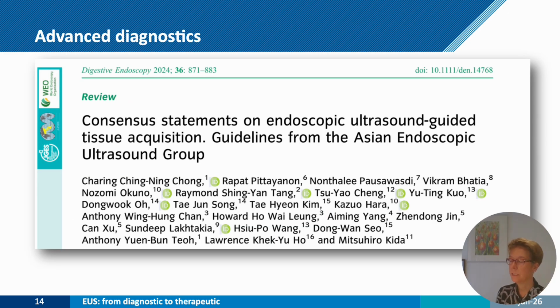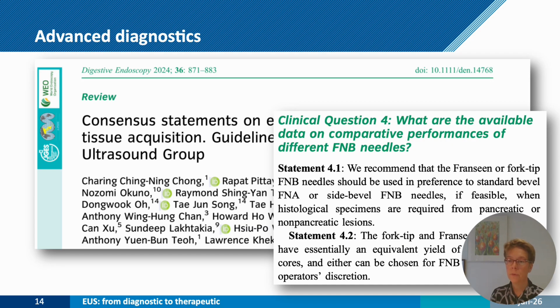Which needle to use is clearly depicted in this consensus statement published in 2024. It's actually stating that if you get tissue from a pancreatic lesion, you should rather use an FNB needle over an FNA needle. And whether you use a fork-tip or a Franseen needle, as long as it's an FNB needle, it is fine.